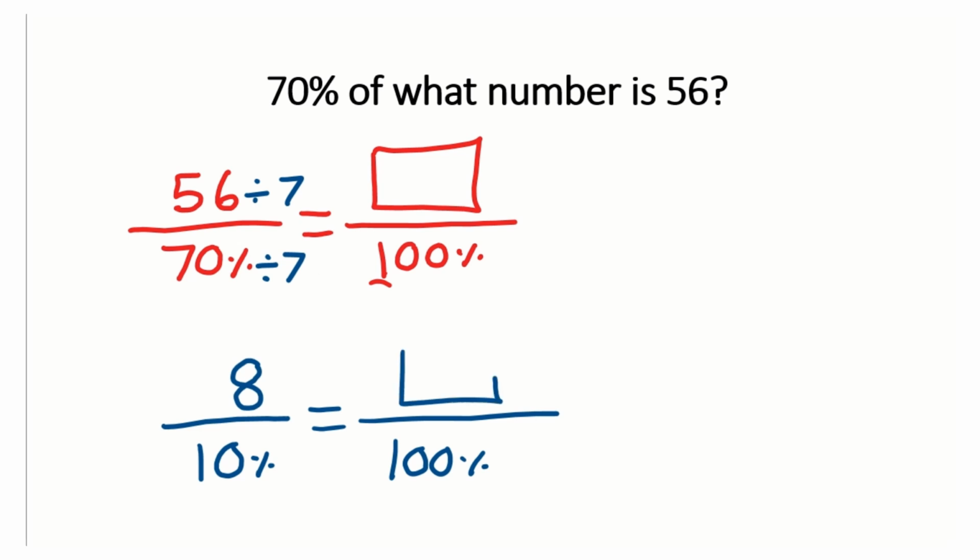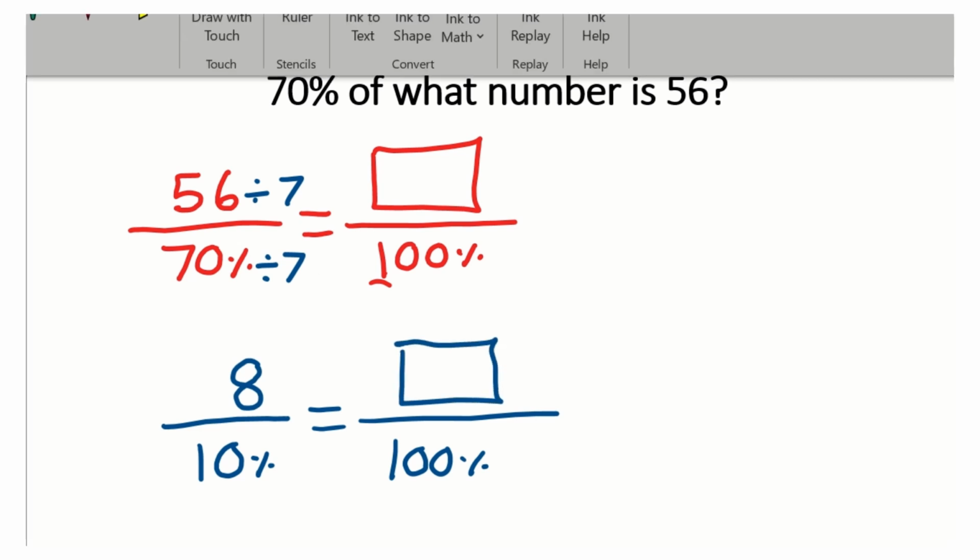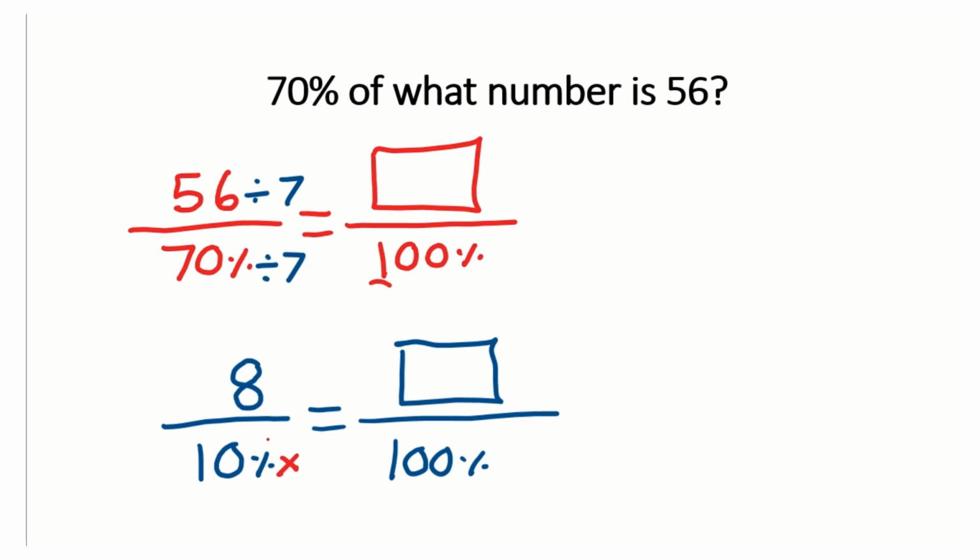And now I can ask myself the million-dollar question, 10% times what equals 100%? And that's right. 10 times 10 is 100, and what I do to the bottom, I got to do to the top. And 8 times 10 is 80. Thus, we can see that 56 is 70% of 80.